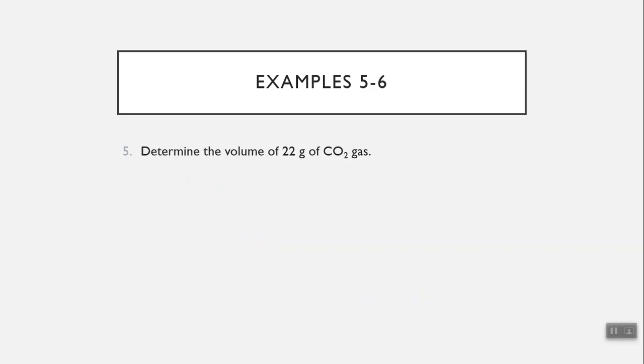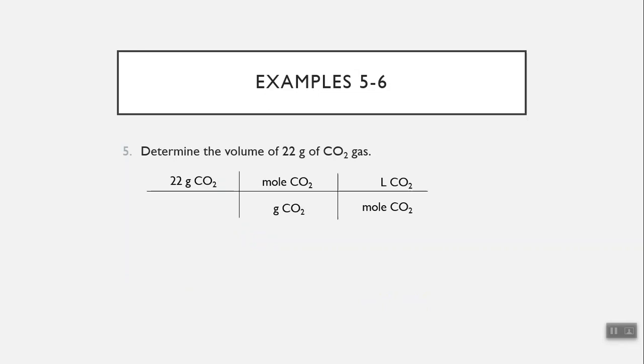Let's take a look at our next problem. Determine the volume of 22 grams of carbon dioxide gas. Well, this one, it involves more steps. Why? Because we are giving grams and they want liters. But we have to go through what? We got to go through moles, right? You can't go directly from grams to volume. So grams, we're going to copy that down. On top, we have moles of carbon dioxide. Again, we're going to copy that down, moles of carbon dioxide. And lastly, we have liters of carbon dioxide.